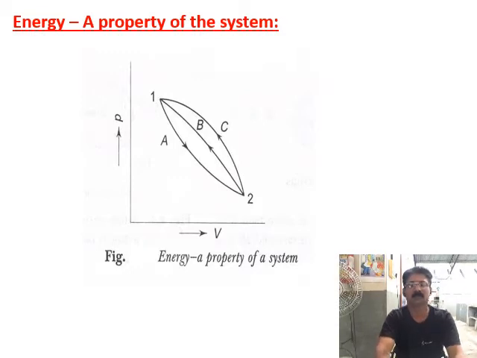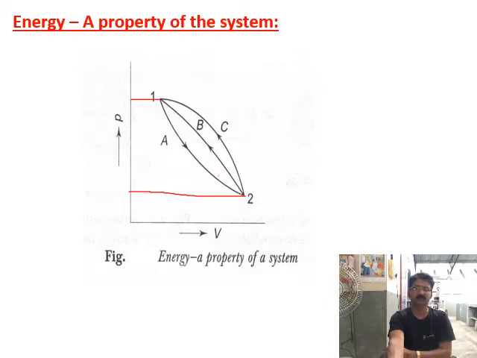Now take the example of pressure and volume in this diagram. Here pressure is P1 and here pressure is P2. If I move along path 1A2, the pressure change is P2 minus P1. If I go along 1B2, then also P2 minus P1. Along 1C2, then also it is P2 minus P1. It is independent of the path. So any thermodynamic quantity whose value is independent of the path is called a property. It depends on the end points, not on the path followed. Similarly, you have to prove energy as a property of the system.